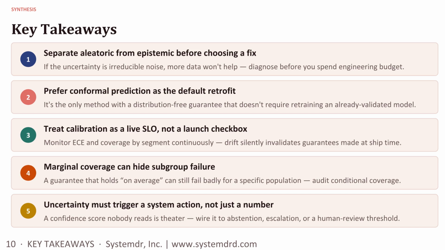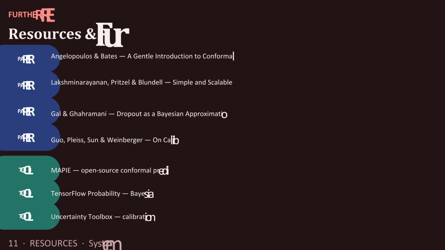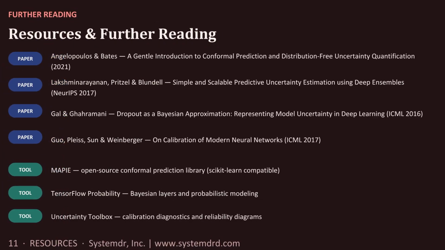For anyone who wants to go deeper, here's where to start. A few places to go next. On papers, Angelopoulos and Bates' Gentle Introduction to Conformal Prediction is the best starting point for engineers, written for a machine learning audience with working code. Lakshminarayanan, Pritzel, and Blundell's Deep Ensembles paper and Gal and Ghahramani's Monte Carlo Dropout paper are the two foundational references for the epistemic methods we covered.